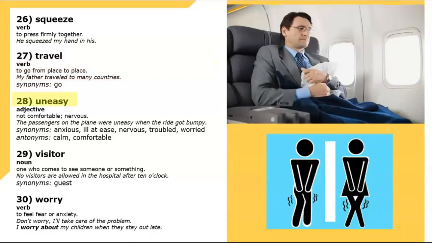Our next word is uneasy. Uneasy is an adjective that you can use to describe someone or something. It means that you are not comfortable or that you are nervous. In this picture, this man is feeling uneasy. Maybe he is afraid of flying in an airplane, so he feels nervous or he feels a little bit scared. And sometimes we have to go to the bathroom, but there's no bathroom. So that makes you feel very uncomfortable, very uneasy.